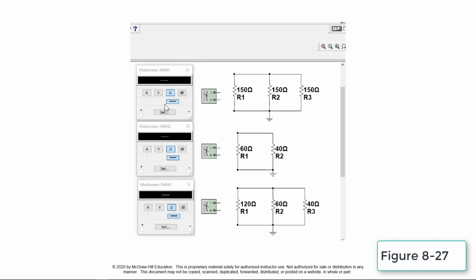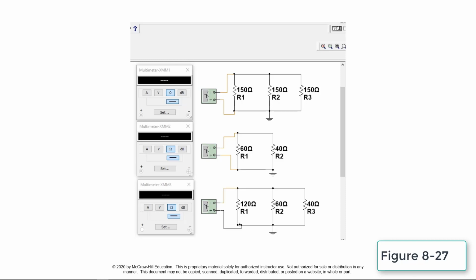In this case, 3 150 ohm resistors connected in parallel would have a total resistance of 50 ohms. A 60 ohm and a 40 ohm resistor in parallel would have a total resistance of 24 ohms. A 120 ohm, 60 ohm, and 40 ohm resistor in parallel would have a total resistance of 20 ohms.